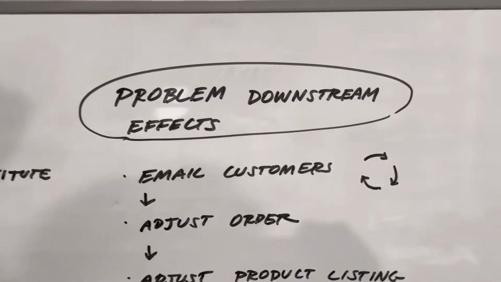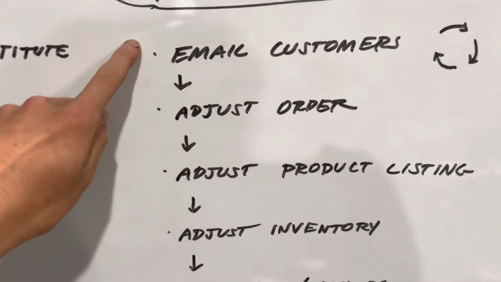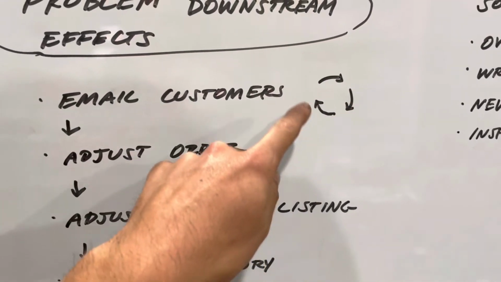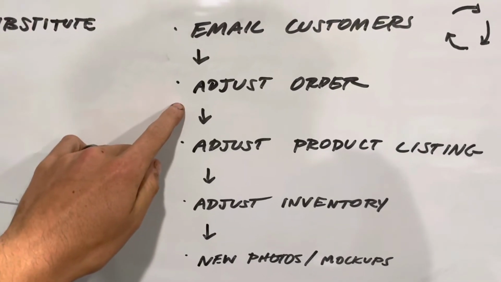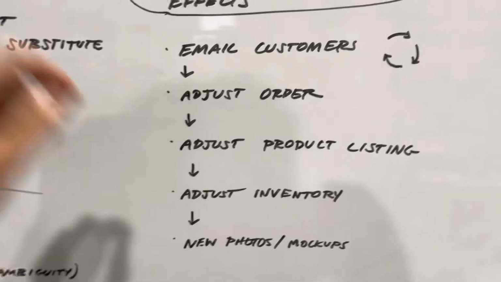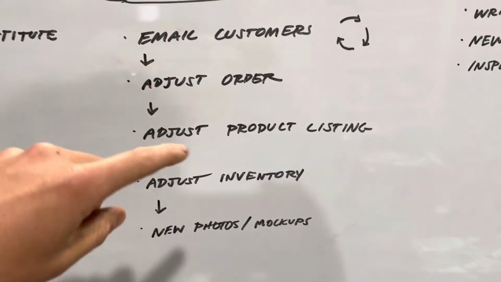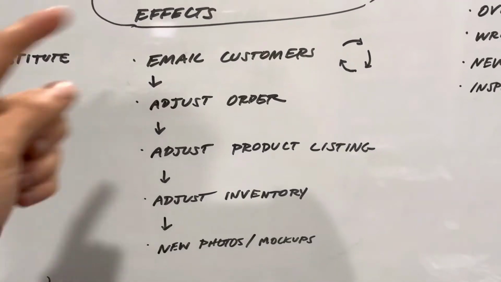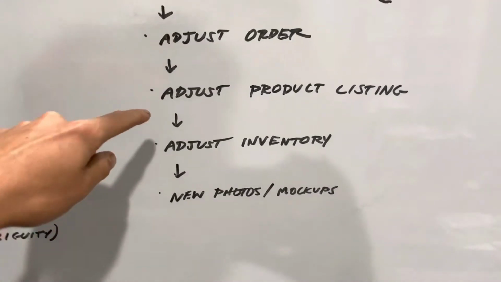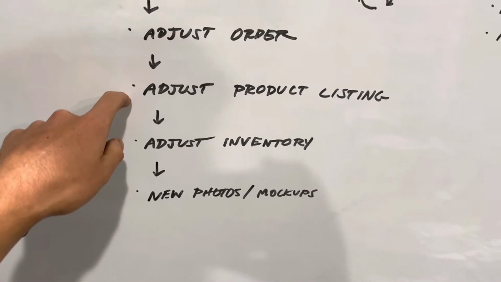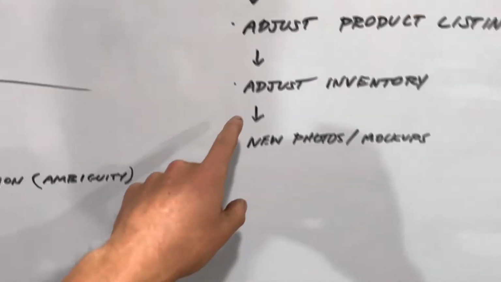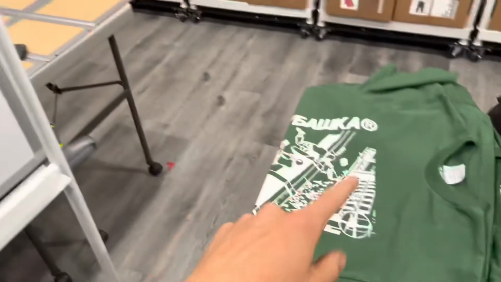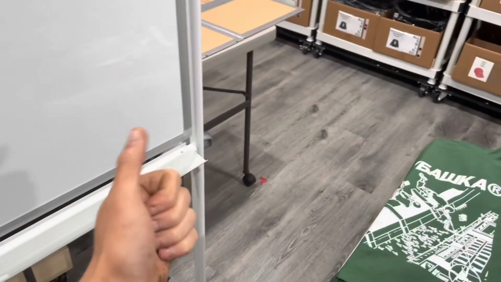But here's the downstream effect of that. So I had to email the customers, and we're going kind of back and forth, at least 2 or 3 emails with that. Then we have to adjust the order. So that means when I'm fulfilling the order, I have to change out the shirt on the order and put the new one in. Then I have to adjust the product listing and change the images, change the text on this.